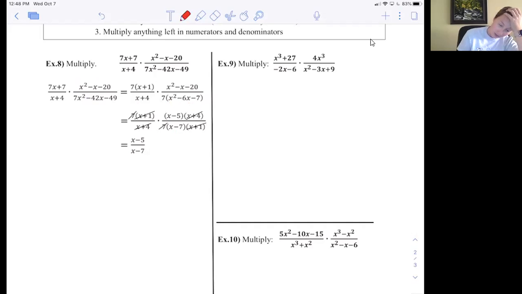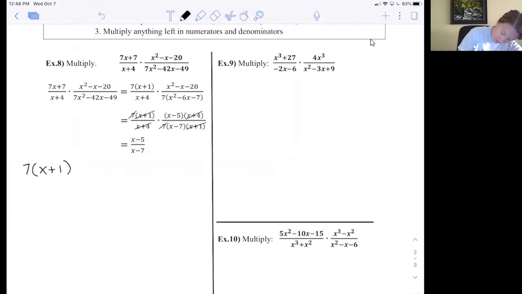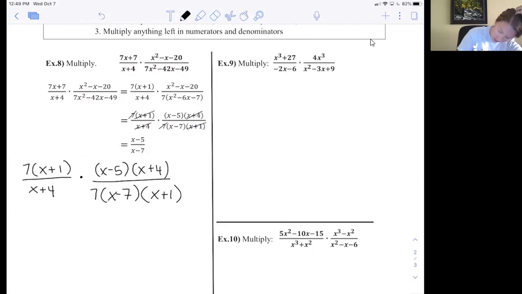So I'm just going to rewrite this really quick so it's more clear. So once you factor everything out, you're going to be left with 7 over x times x plus 1 over x plus 4, times x minus 5, x plus 4 divided by 7 times x minus 7, x plus 1. And again, we're just getting that from factoring everything out, okay?